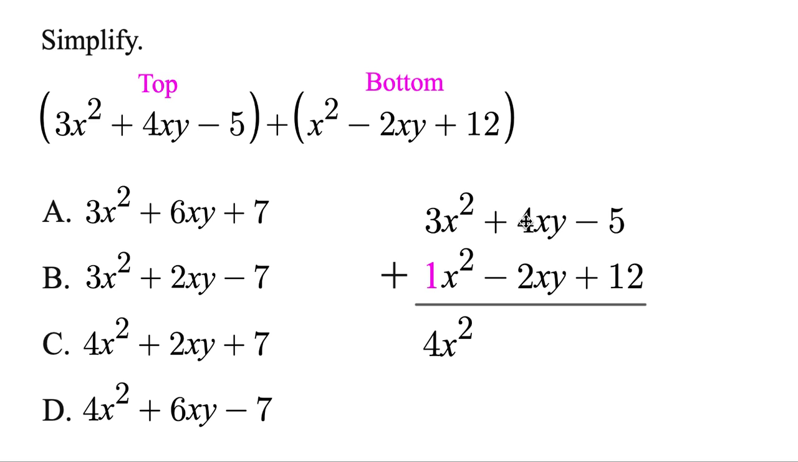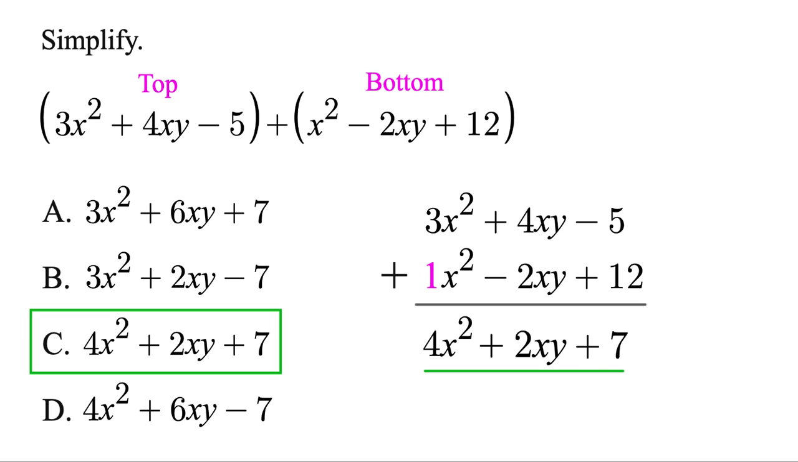And then in the middle, we'll do 4 minus 2, so plus 2xy. And then the last one, negative 5 plus 12. Same thing as 12 minus 5, so plus 7. And that guy, same thing as C, so we're done there.